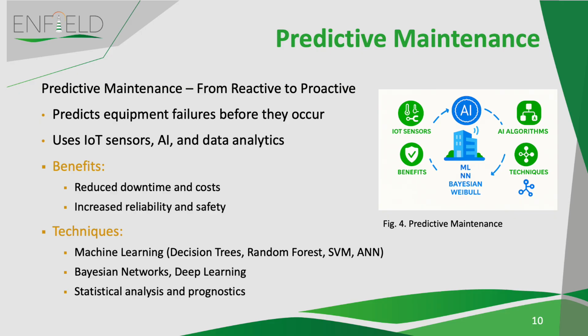Let's talk about predictive maintenance. It's all about moving from reactive to proactive strategies. Instead of fixing equipment after it fails, we predict when it's likely to fail and schedule maintenance at the optimal time. How is this possible? Through IoT sensors and AI.